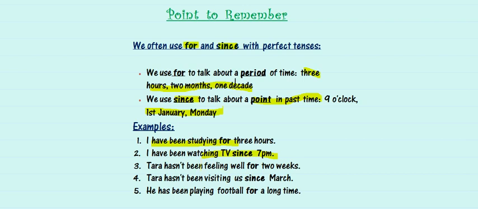The next sentence is, Tara hasn't been feeling well for 2 weeks. Again, for has come because this is again about a period or a particular duration of time. Now, Tara has been visiting us since March. Now, since has come because particularly we are talking only about March. The last sentence is, he has been playing football for a long time. So again, you can understand what the difference between for and since is and how you will be using it, because this is very important so that you can always make your sentences grammatically error free.